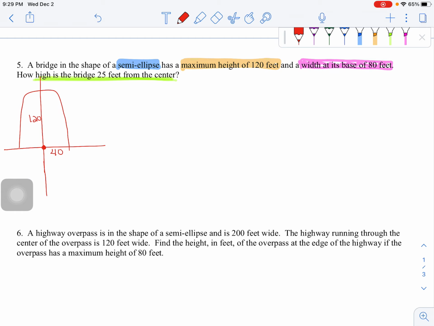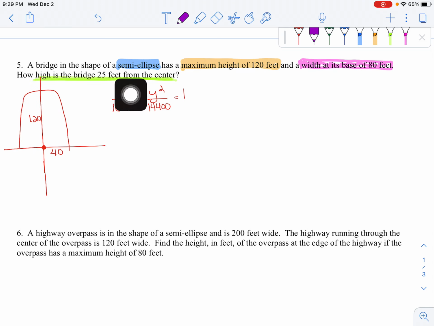Now, order is not going to matter here with how you write the ellipse equation. So if you want to, you could put y squared first. I tend to put x squared first, and then pull this 40 as my b value. So 40 squared is 1600 plus y squared over 120 squared, which would be 14,400, is equal to 1. So that's the equation that now would represent our ellipse. So that's a good thing.